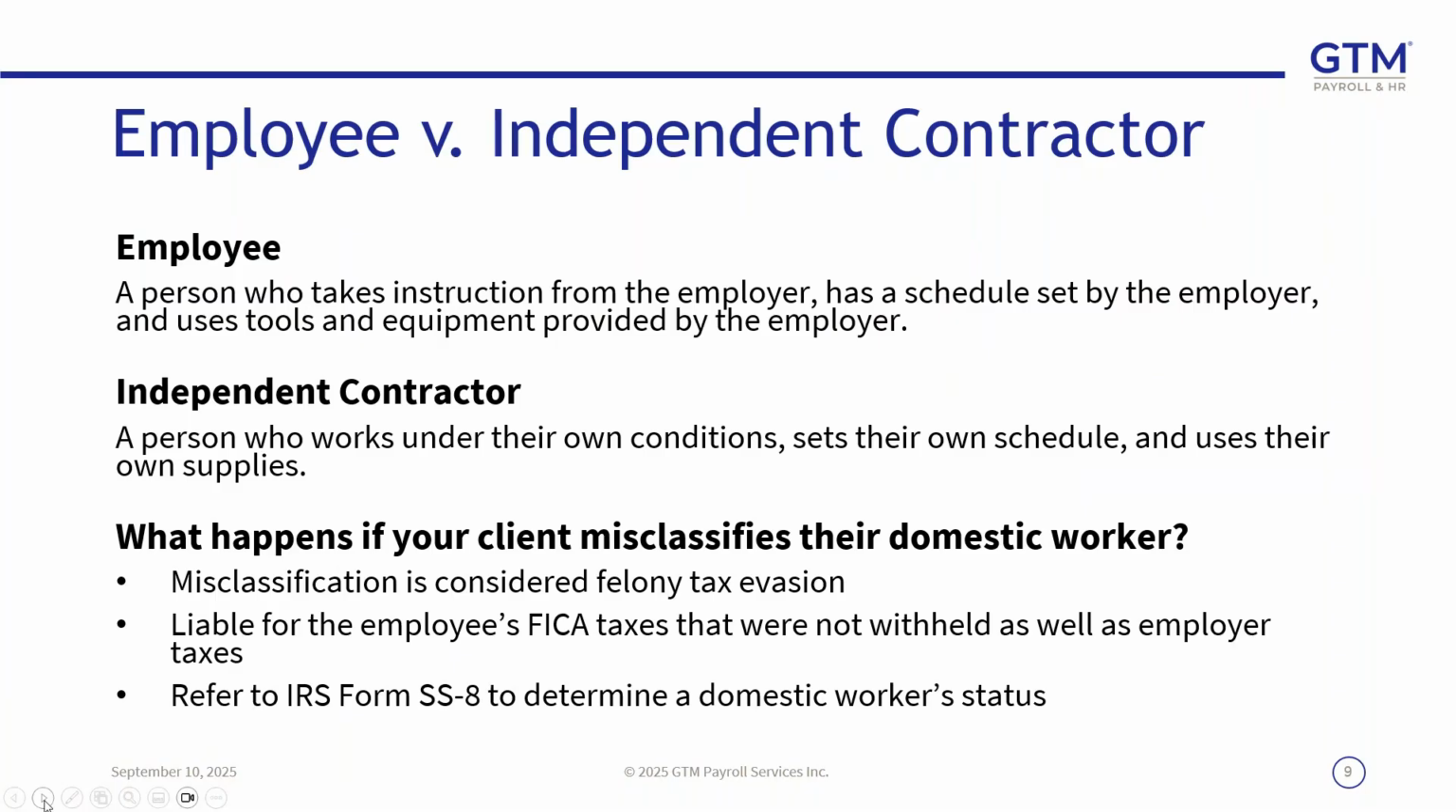However, the IRS almost always classifies household workers as employees and not independent contractors. So that's not going to work, and here's why. It comes down to a matter of control.